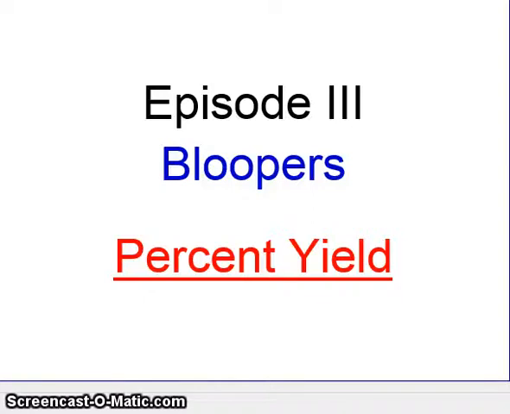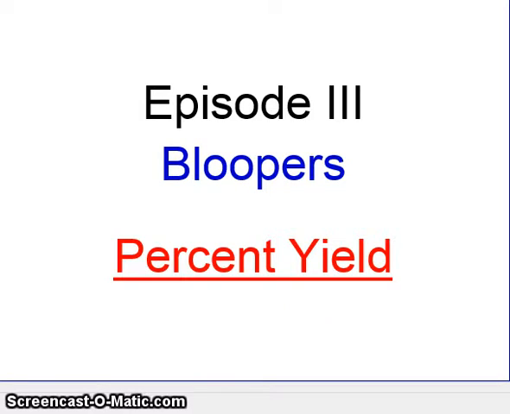This is lesson 4 of unit 10. In this lesson we'll talk about something called percent yield. Now this will relate to stoichiometry, what we've developed in the first 3 episodes, and we'll use stoichiometric calculations to determine percent yield. So let's get to it.